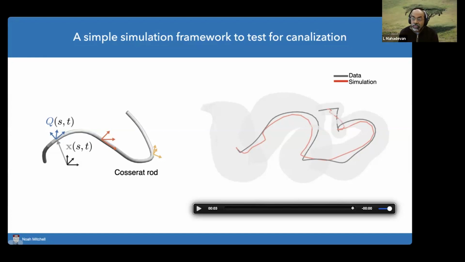But there are so many parameters in the Cosserat rod theory, especially when you have natural shapes which are not straight. It's not clear. Maybe you explained this, sorry, I missed it. How do you fit those parameters? There are so many. I did not explain this.